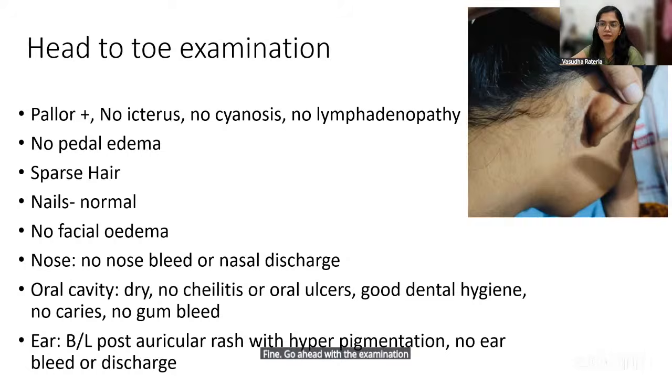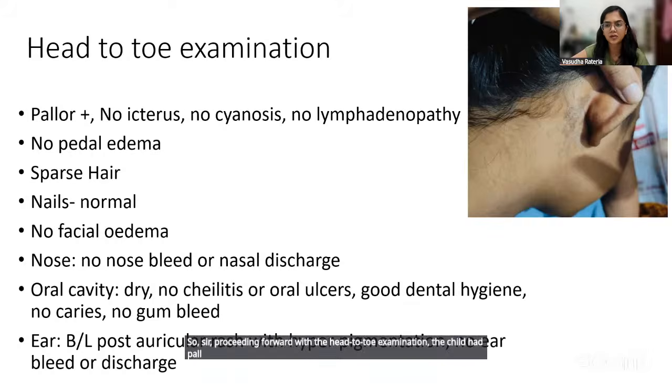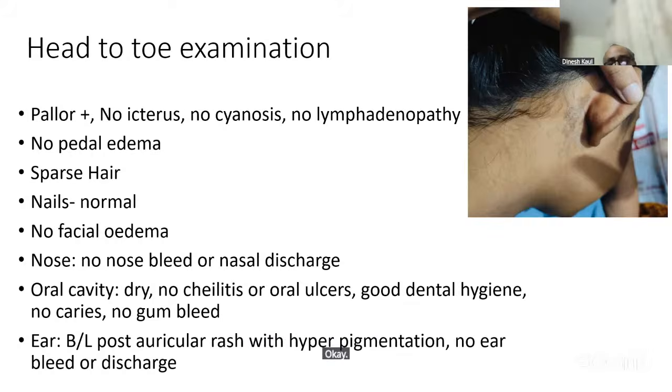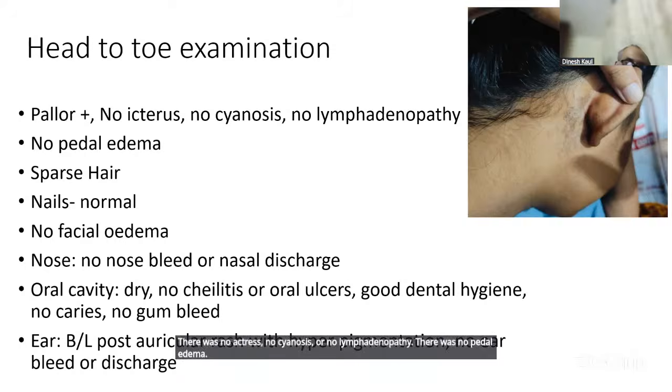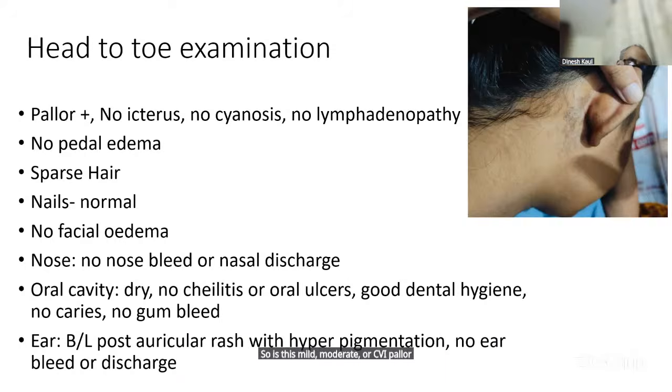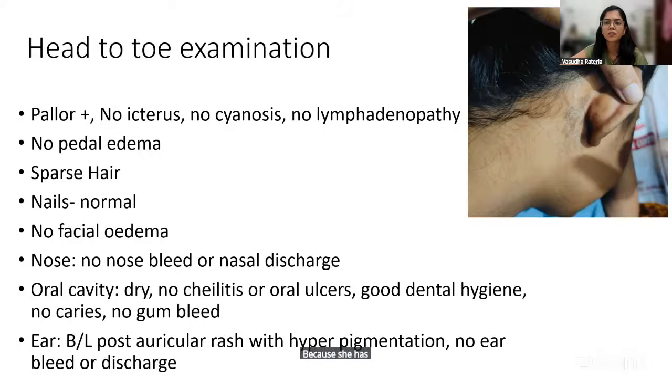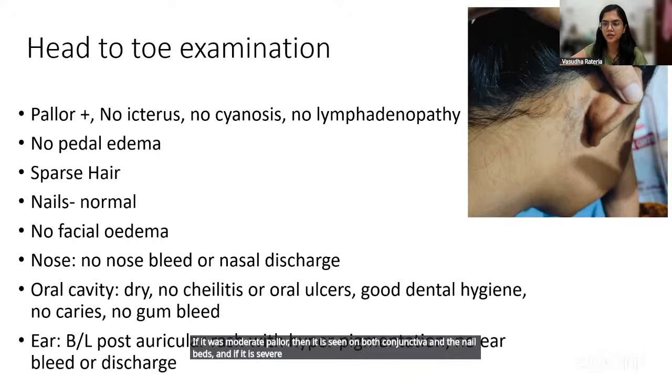So, sir, proceeding forward with the head-to-toe examination, the child had pallor, which was well seen on the lower palpebral conjunctiva. There was no icterus, no cyanosis, no lymphadenopathy, and no pedal edema. Is this mild, moderate, or severe pallor? Mild pallor, sir, because she has received transfusion. Fine. If it was moderate pallor, then it is seen on both conjunctiva and the nail beds. And if it is severe pallor, then we can see it on the oral mucosa as well.